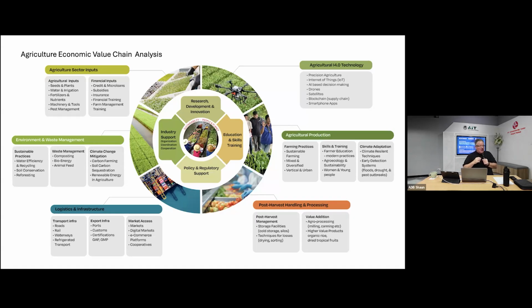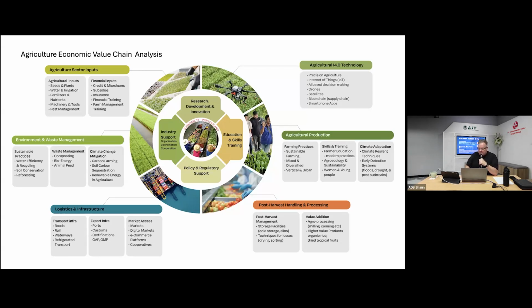But you can see that agriculture has both seed, plant, water, irrigation inputs, and also financial inputs as well, credit and microfinance and a range of other ideas. They are the inputs of agriculture. There is a range of technologies that are in place. Also, there is the business of producing food via agricultural production processes, farming practices and skills and adapting to climate, post-harvest handling and processing, logistics and infrastructure, and environmental and waste management on the outer area there.